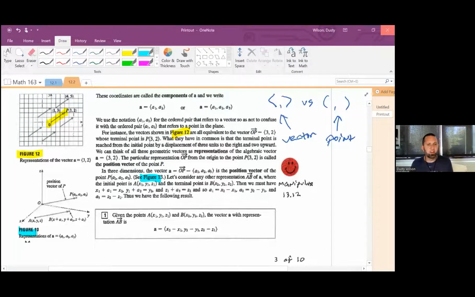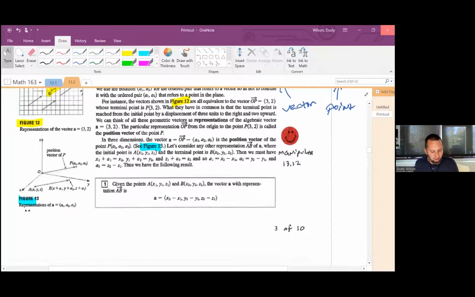So let's consider any other representation AB of A, where the initial point is A at (x1, y1, z1) and the terminal point is B at (x2, y2, z2). Then we must have x1 plus a1 equal to x2, y1 plus a2 equal to y2, and z1 plus a3 equal to z2. Whew. And so a1 equals x2 minus x1, a2 equals y2 minus y1, and a3 equals z2 minus z1. Thus, we have the following.